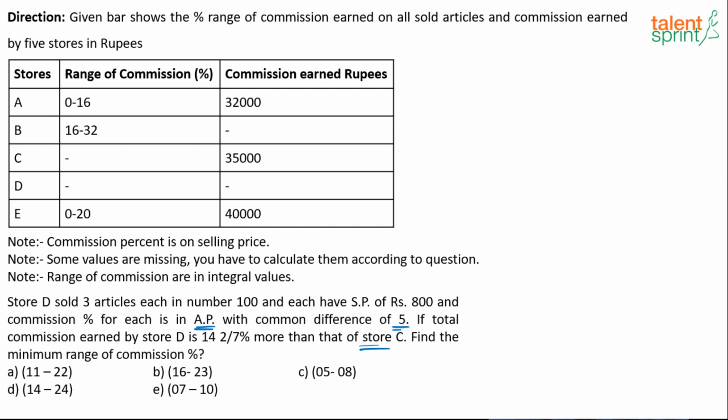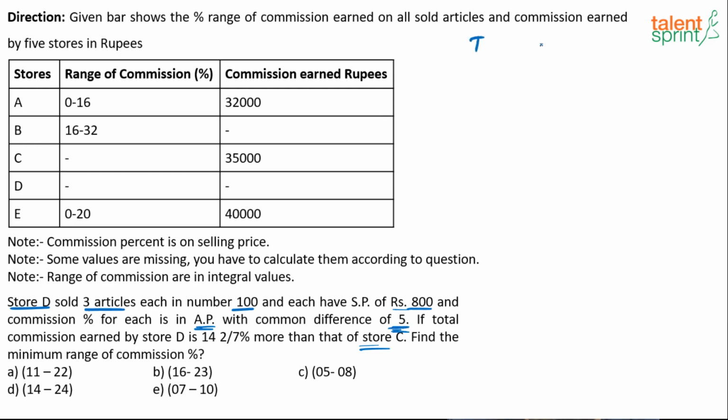Alright, let's take it up now. So basically it's about store D, which has got 3 types of articles. Each is 100 in quantity and they have a selling price of 800 rupees each. Now the commission is in arithmetic progression with a common difference of 5. So what do you mean by this common difference of 5?